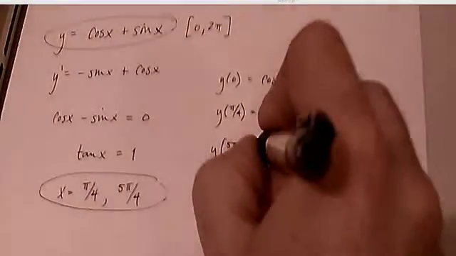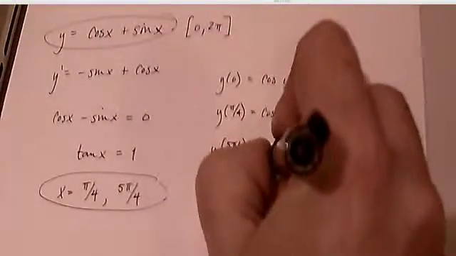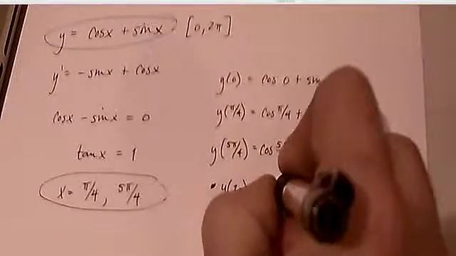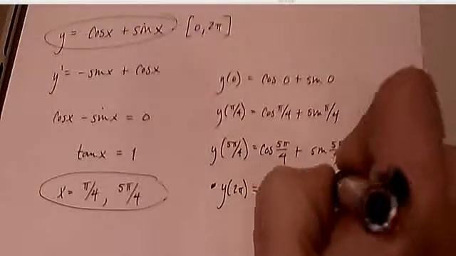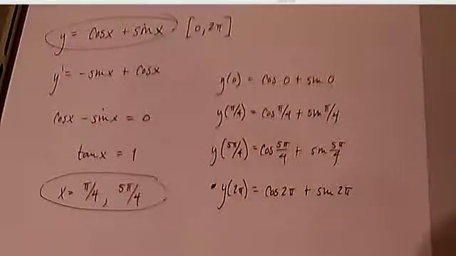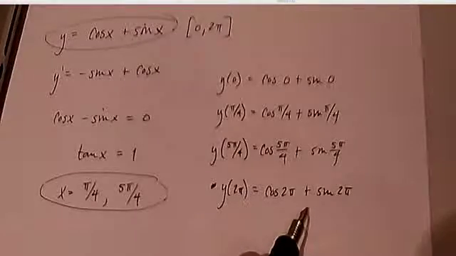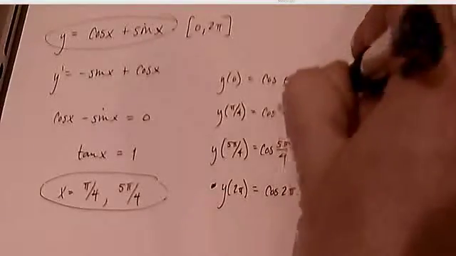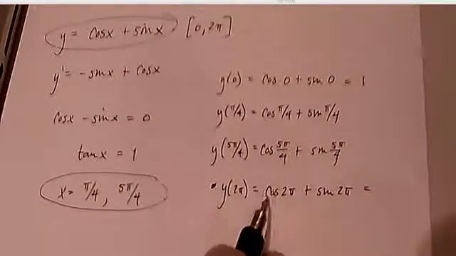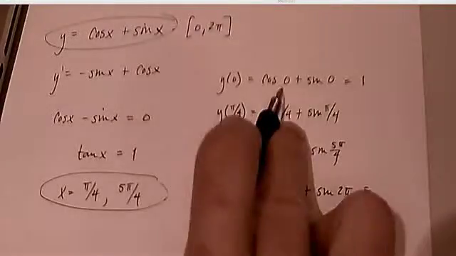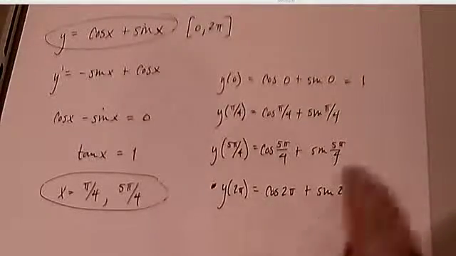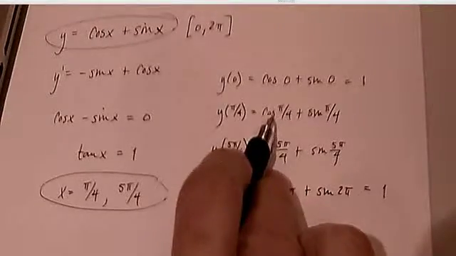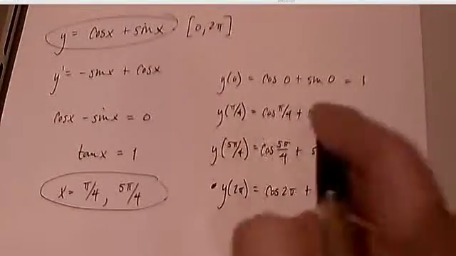Okay, 5 pi over 4, so cosine of 5 pi over 4 plus sine of 5 pi over 4, and then cosine of 2 pi plus sine of 2 pi. Well, it stands to reason that it probably returns back to where it was. So cosine of 0 is 1, sine of 0 is 0, so that's 1. This one's going to be the easy one as well. It's got exactly the same values as this one up here, so it winds up being 1 plus 0, or 1. Now, cosine of pi over 4, that's root 2 over 2.